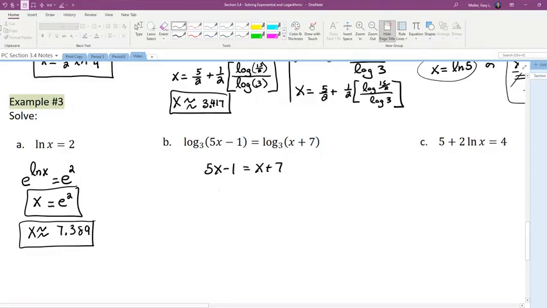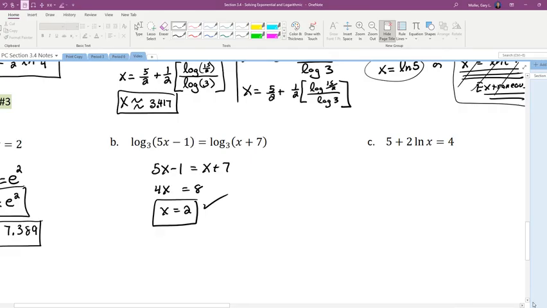Subtract x, add 1, x equals 2. Let's make sure it's not extraneous. I plug in 2 and I get 10 minus 1 is 9. That's fine. Plug in 2, I get 7 plus 2 is 9. Log base 3 of 9 equals log base 3 of 9. It works. All right, and now let's try this one.